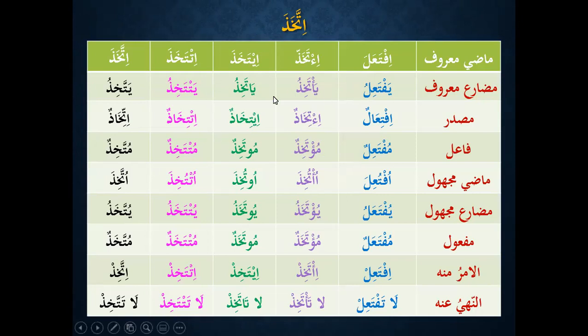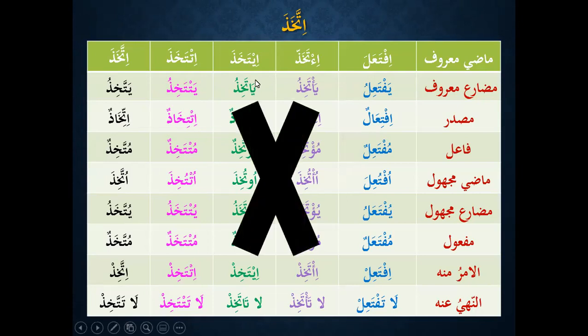So you just say ittakhada, yattakhidhu, ittikhadh. Yattakhidhu, no, yu'takhidhu becomes yattakhidhu. You change that hamza into ta because of bab ifti'al. You go straight into yattakhidhu, not yu'takhidhu. They just say you have to drop that hamza and change it into ta. Yattakhidhu. Okay.